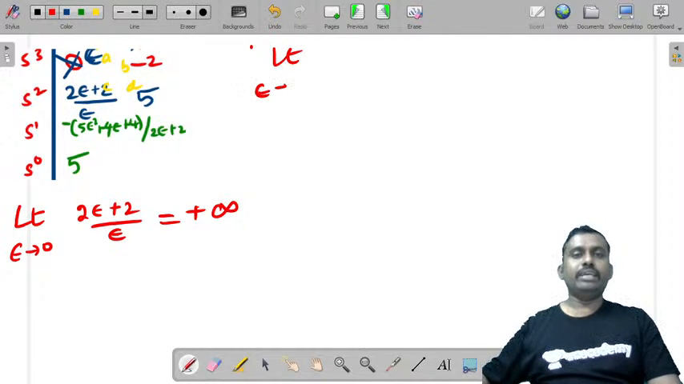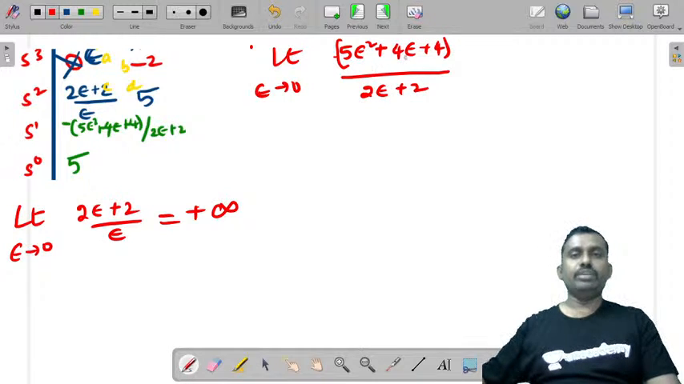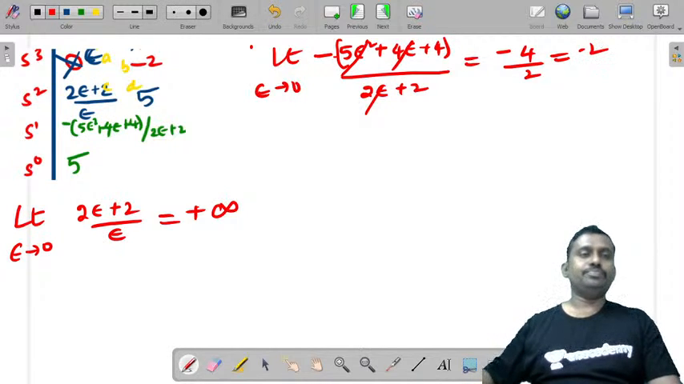Let's take the limit epsilon tends to 0 of (5 epsilon square minus I plus 4 epsilon plus 4) by (2 epsilon plus 2). If you apply epsilon tends to 0, you'll get minus 4 by 2, because this is a 0, this is a 0, this is a 0, this is a 0. It is minus 4 by 2, which will give you minus 2.